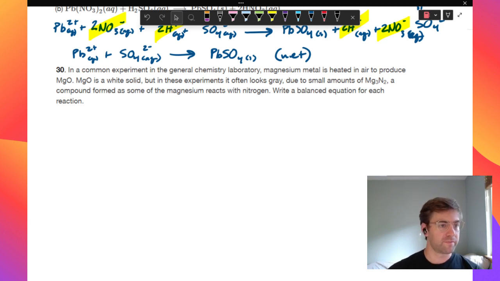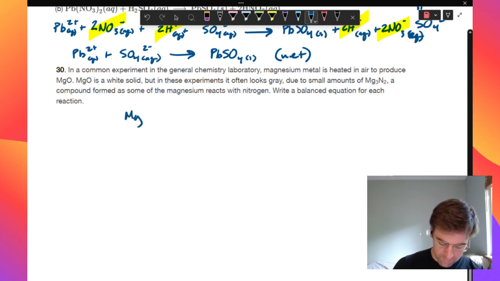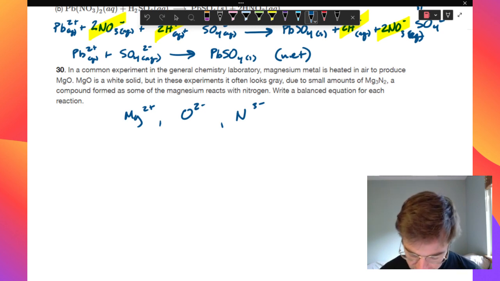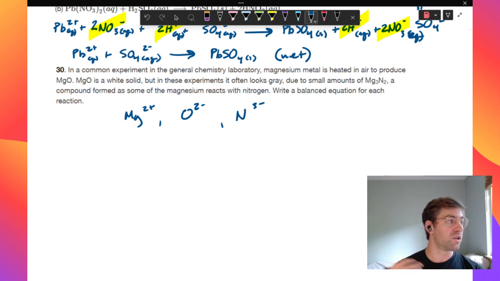So this is kind of cool, right? We've got magnesium, which has this 2+ charge. We've got oxide, or oxygen, with a 2 negative charge. And we've also got our nitrogen species, which is going to have a 3 negative charge. These molecules themselves are balanced, but we're going to look at these decomposition reactions now.